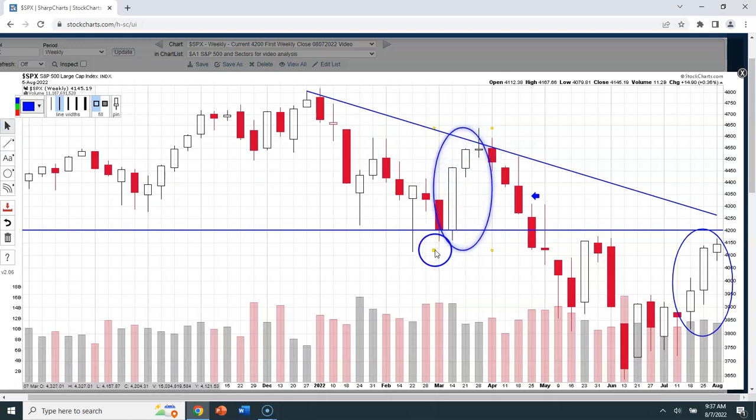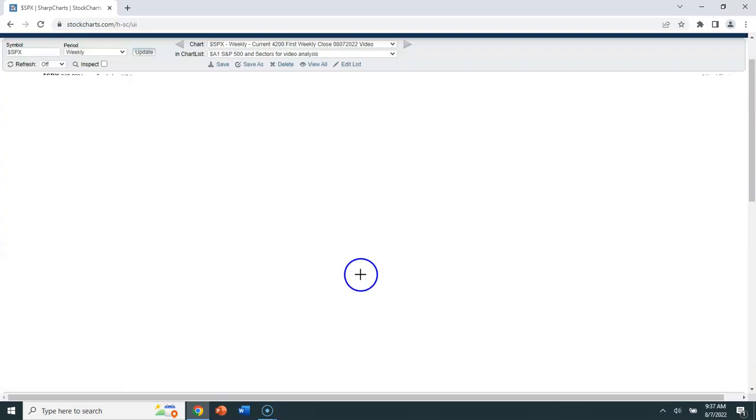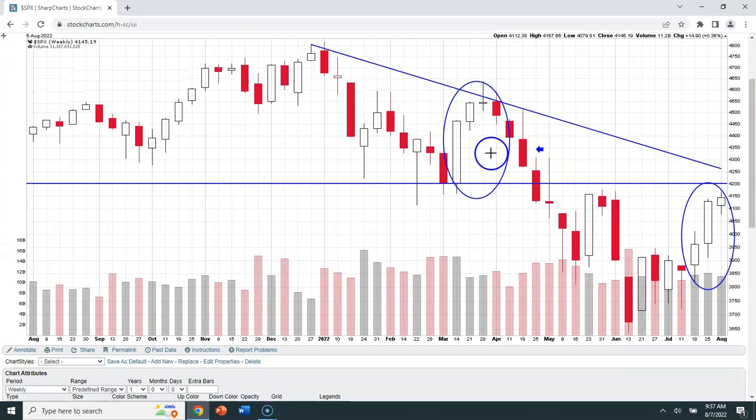But this was only the second time this calendar year where we've had 3 weeks in a row where the S&P 500 has been positive. All right, you can see these 3 weeks here, and here's these 3 weeks here. Well, the last time we had that 3-week rally, then the market rolled over and went lower.